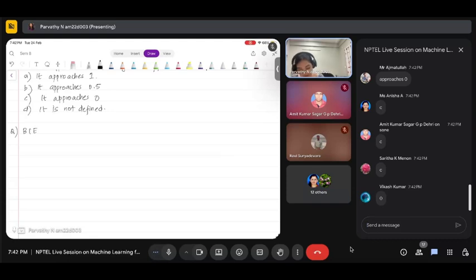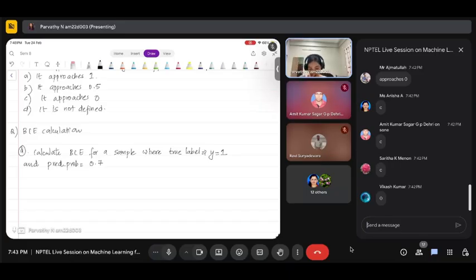Now, one question on binary cross entropy calculation. Calculate binary cross entropy for a sample where the true label y is 1 and the predicted probability is 0.7. Options are 0.154, 0.357, 1.204, 0.510.